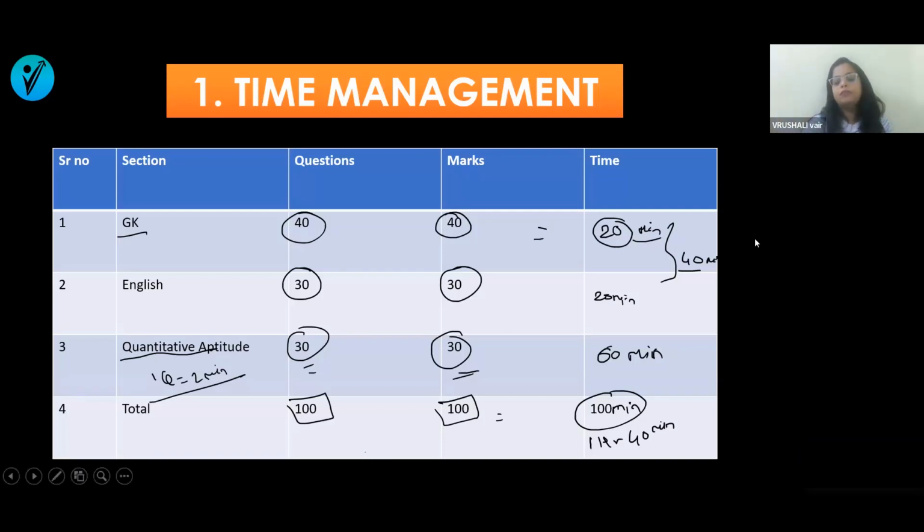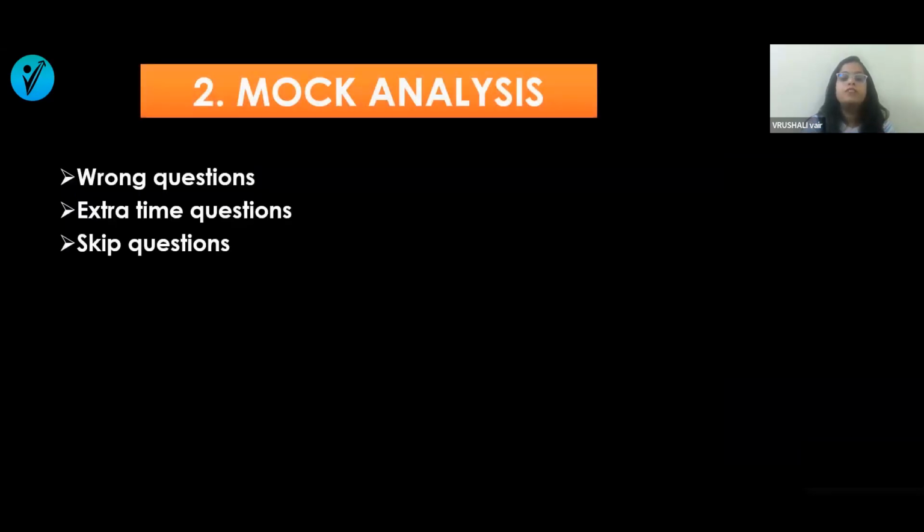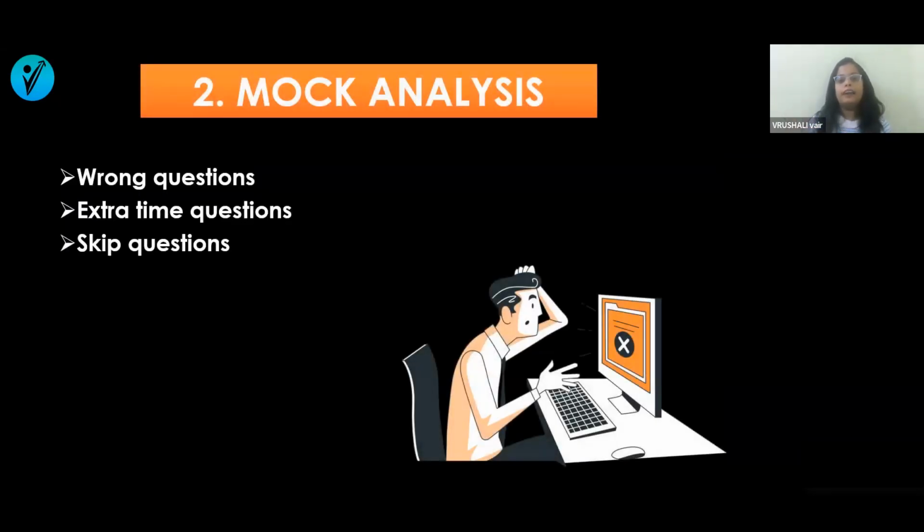Now the next point we will understand, because हम mock के लिए देख रहे हैं, तो ये same आपको mock पे भी apply करना है, okay? This is what I'm talking about for the mock test, and it will be equally applicable to your real paper also, okay? Now the second point we will jump to, which is the mock analysis.